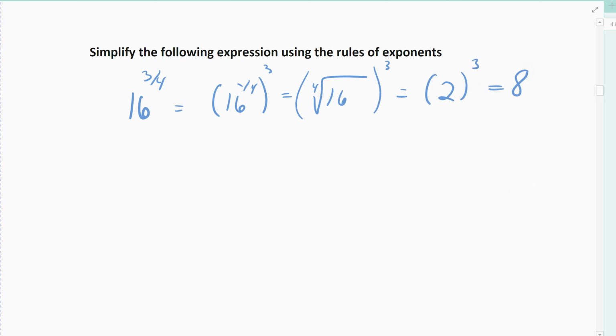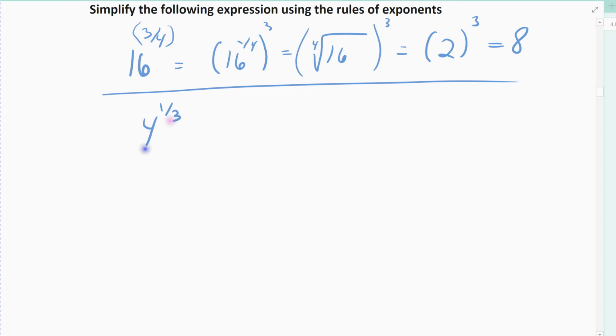If you type in 16 raised to the 3/4, it will give you the answer, and this is the easiest path to simplify. It's easiest to take the fourth root of 16, which is 2, and then cube 2, which will give you 8.